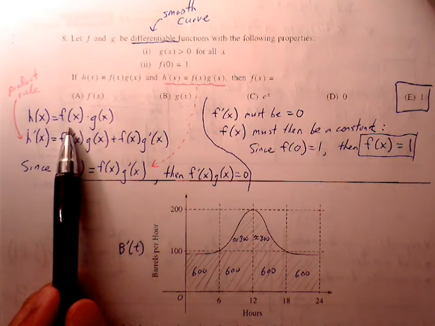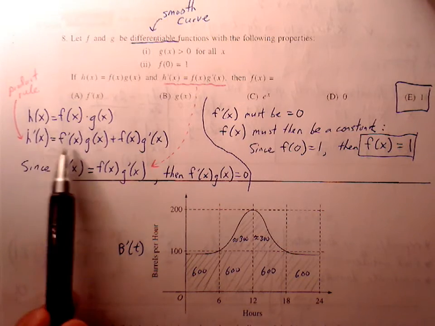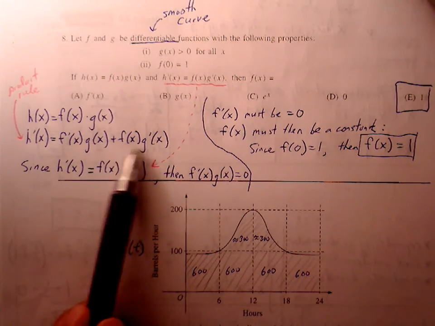So let's see if we can piece together the gap. We have h of x equals f of x times g of x. If I go through the product rule at the beginning, I get f prime times g plus f g prime.